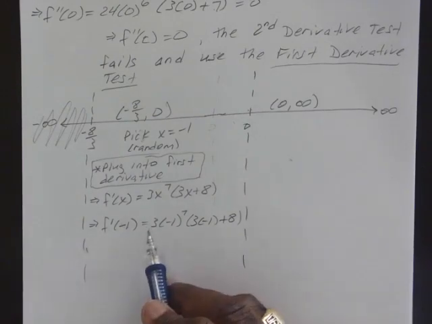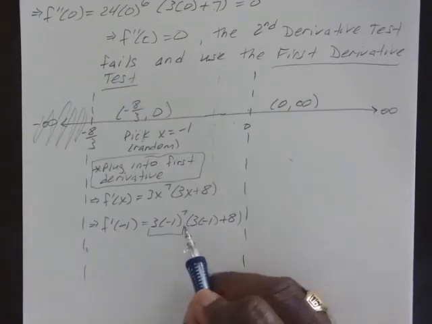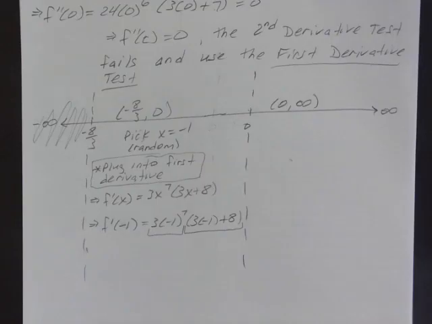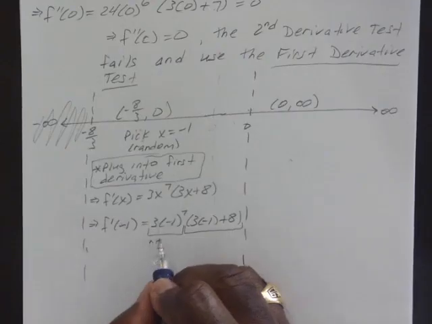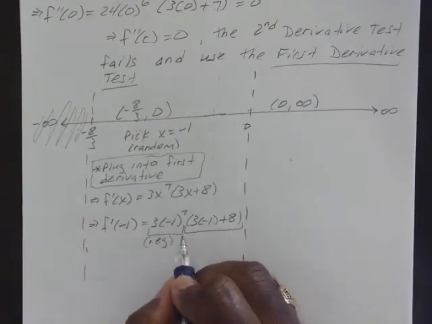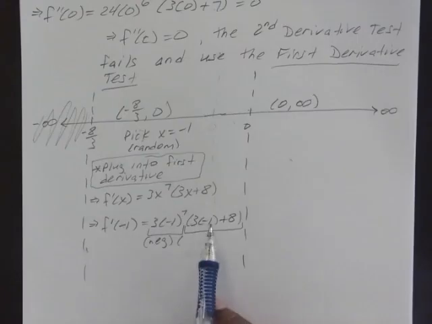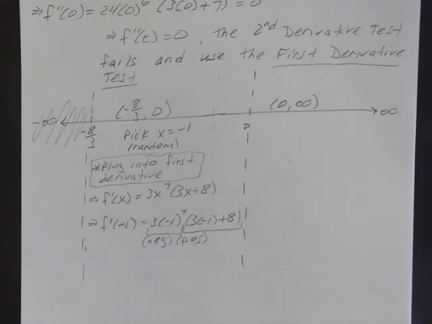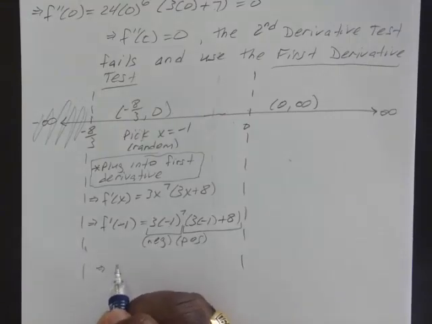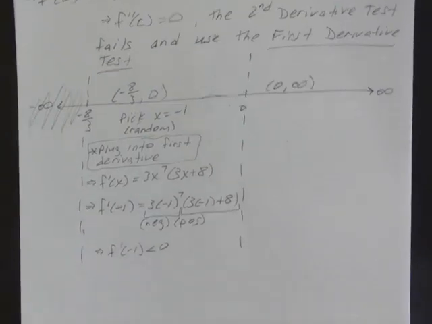Okay. And again, you can calculate the whole thing if you want to, or you could just separate it by each factor. So we know -1 to the 7th power, a negative number to an odd exponent is always going to be negative. So you have a negative number times 3, which is negative, times 3 times -1 plus 8 is +5, so that's positive. A negative times a positive is a negative, so we know that f prime of -1 is less than 0. So we know it's decreasing.